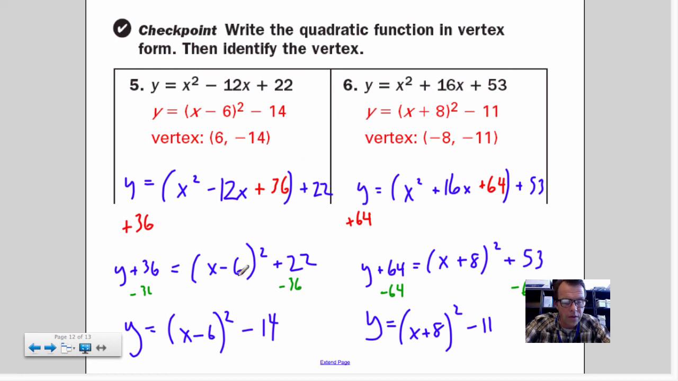I could then factor the trinomial to x minus 6 squared. And finally, to clean it up, I need to subtract 36 from both sides. Here is vertex form. The vertex is 6, negative 14. And this other example is pretty much the same way.